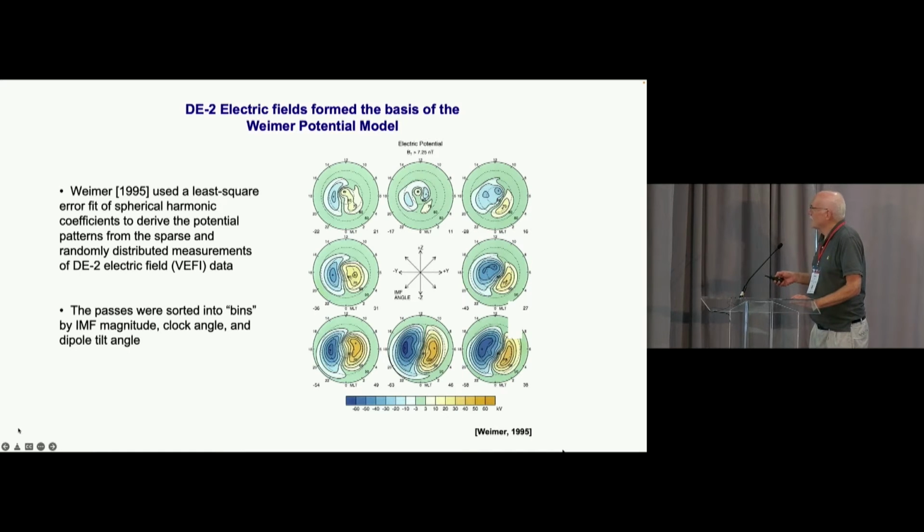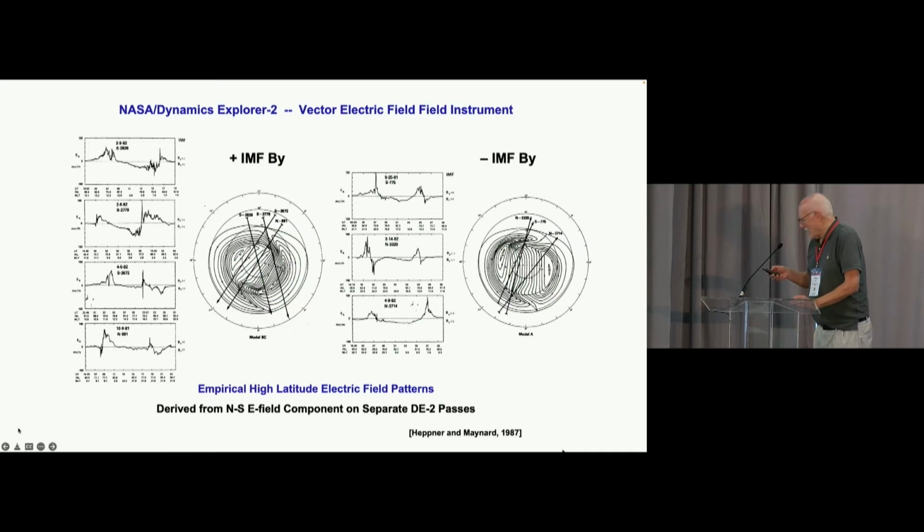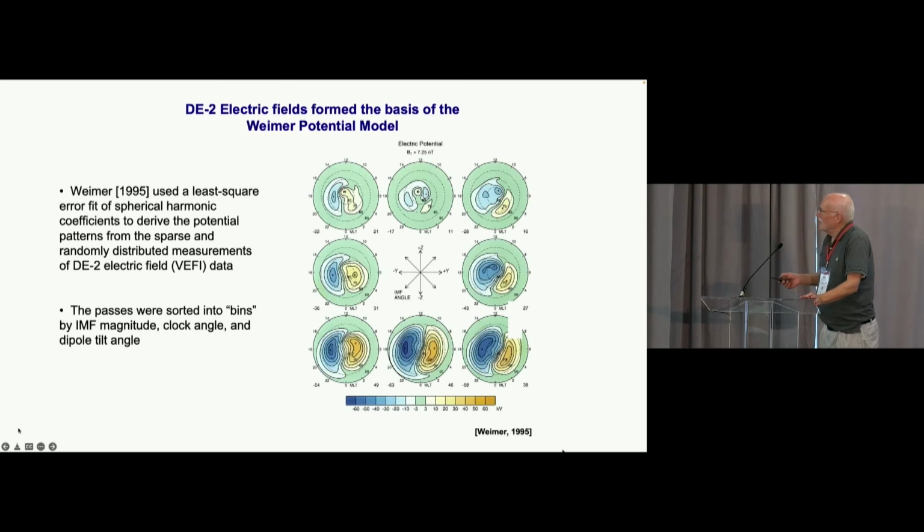Oops, I'm going to go back here. Patterns. Doesn't really matter. Where do I point this? To that. There we go. They recognized the difference between IMF-BY positive and negative, and of course for different BZ south, et cetera. So they came up with these patterns, and then eventually Dan Weimer put it all together in the Weimer potential model, showing how the electric fields, the patterns, as well as the strength, changed with IMF. Okay, that's just a little background.